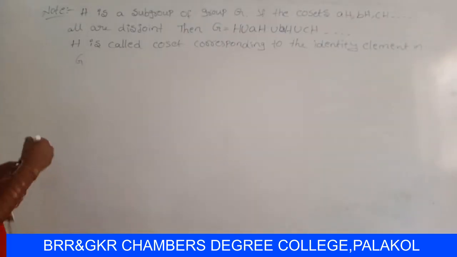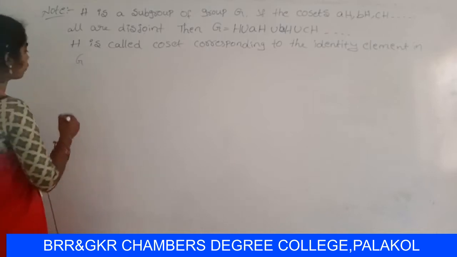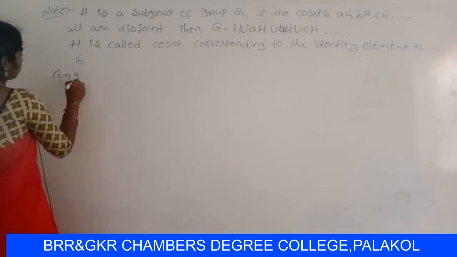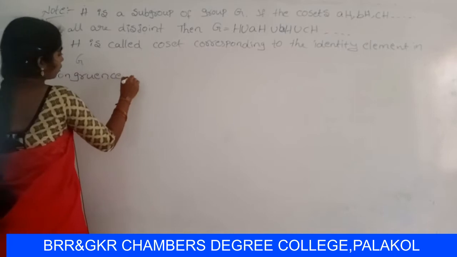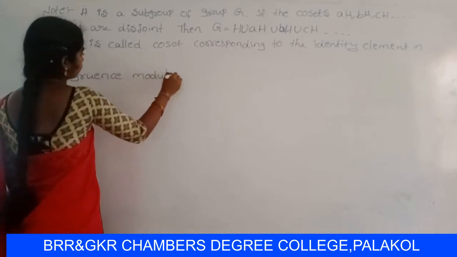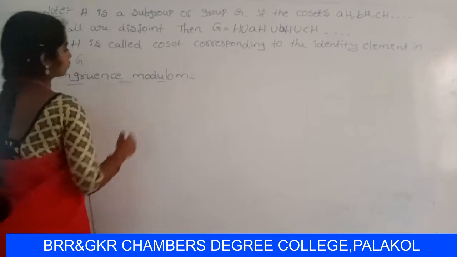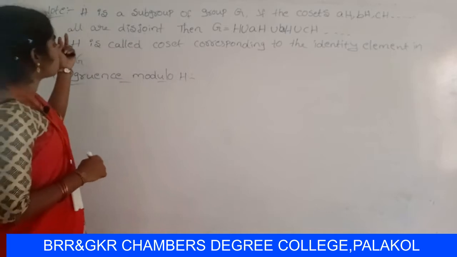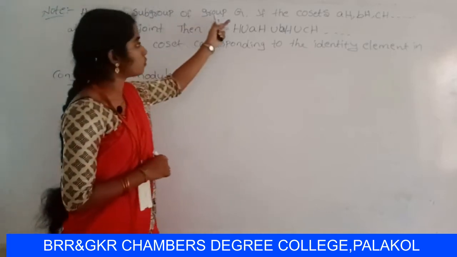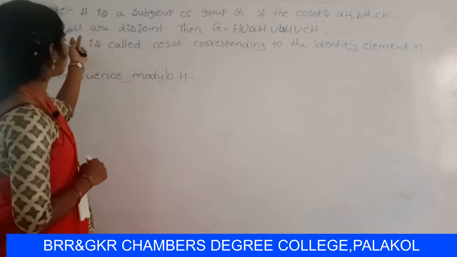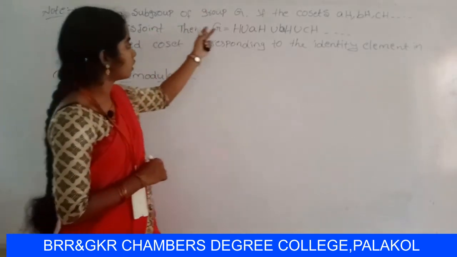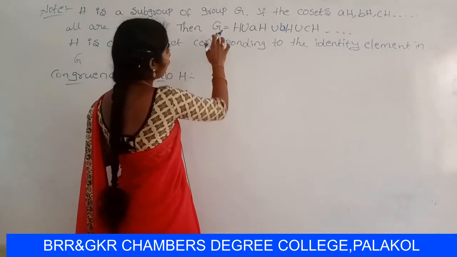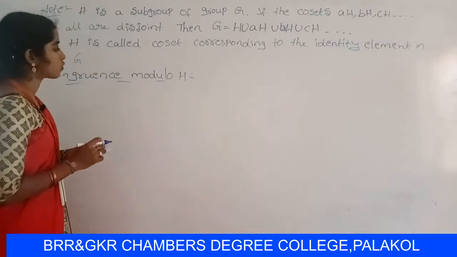So next definition, congruence modulo H. Note point: if H is a subgroup of a group G, the cosets AH, BH, CH and so on are disjoint. Then G is H union AH union and so on, and H is called the coset corresponding to the identity element in G. So next, the congruence definition.